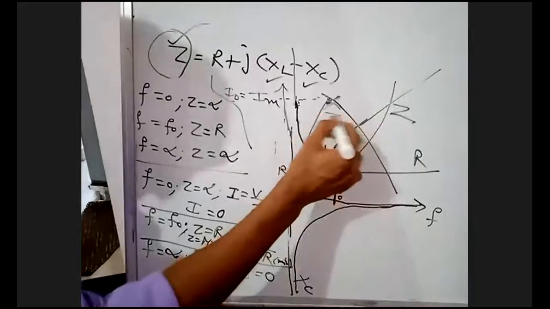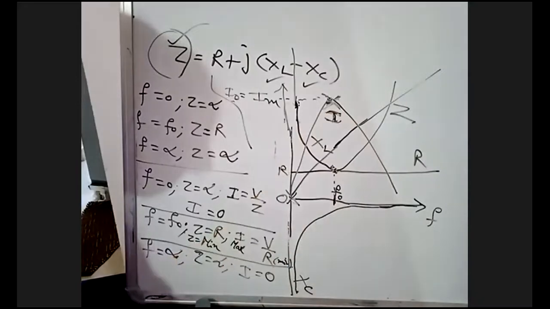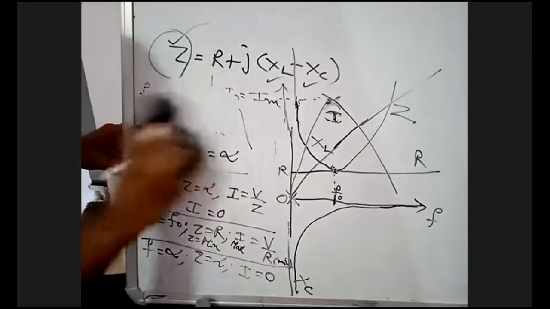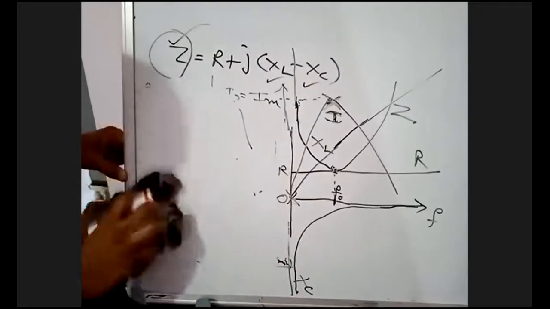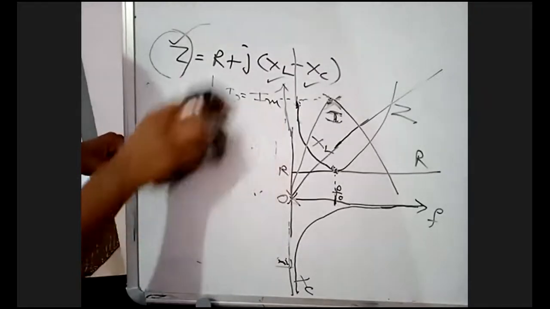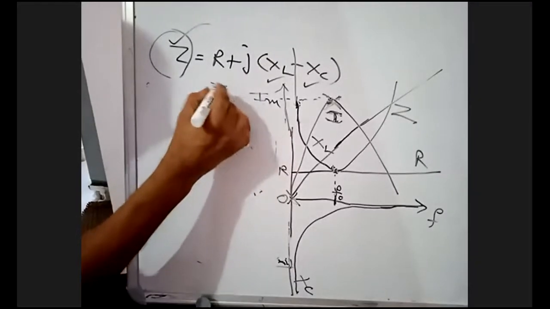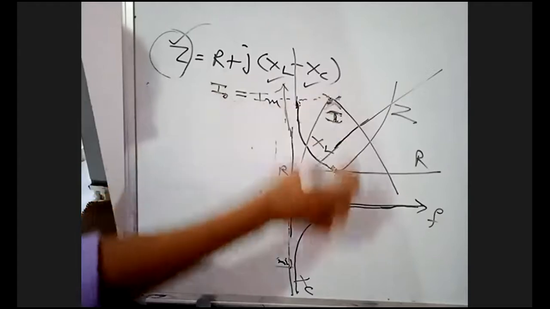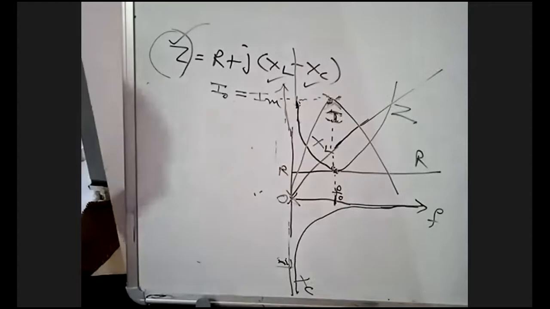This is your current curve. If you have any doubt in the current curve, you can ask me. This is the maximum value, I naught. I naught means at f naught. At f naught, your current is I naught.